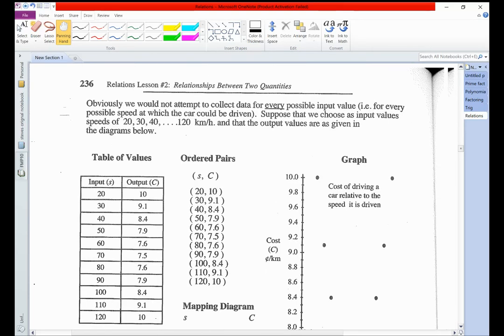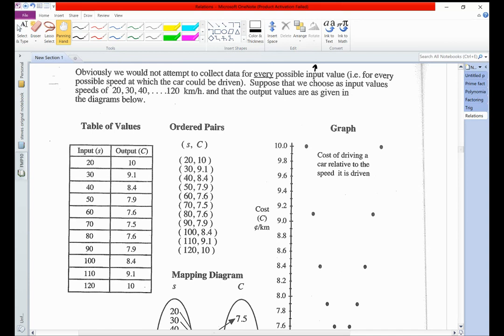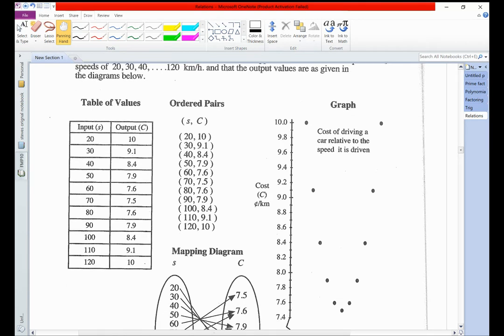So it says here, obviously we would not attempt to collect data for every possible input value. We know speed is our input. It would just take way too long. So we can just choose some that make sense, right? So 20 kilometers an hour, 30 kilometers an hour, 40, so on and so forth, up to 120. And then what we can do is plug them into the equation that relates these two and find an output.